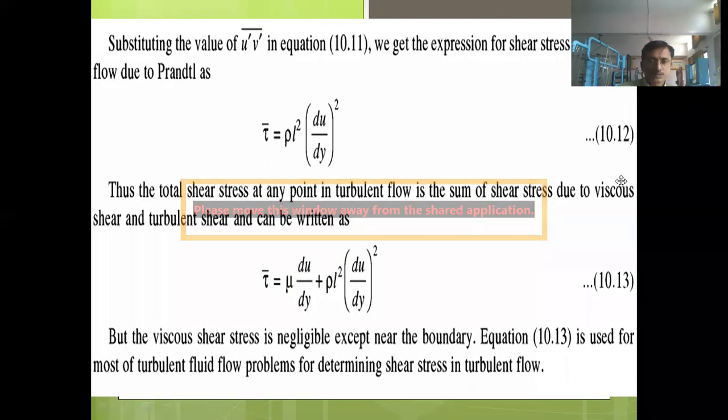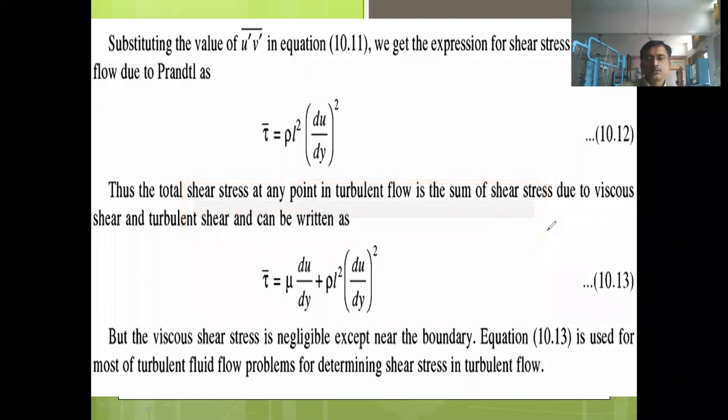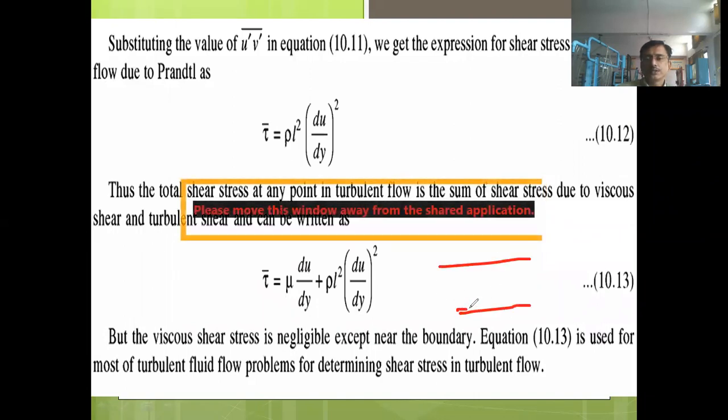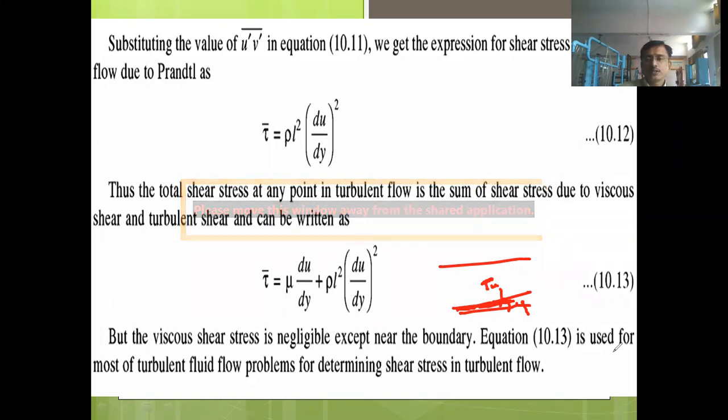But the viscous shear stress is negligible except near the boundary. This viscous shear stress of any liquid material is predominant, that is, larger, near the boundary, within the boundary layer. Apart from this, outside the boundary layer, the turbulent shear stress is larger. Okay, so this equation 10.13 is used for most turbulent fluid flow problems for determining shear stress in turbulent flow.